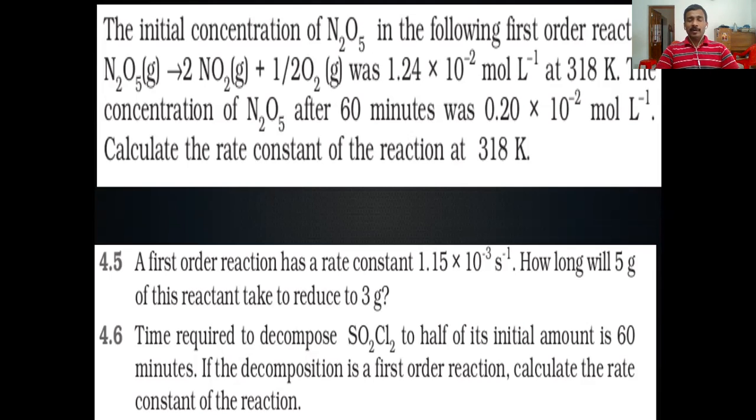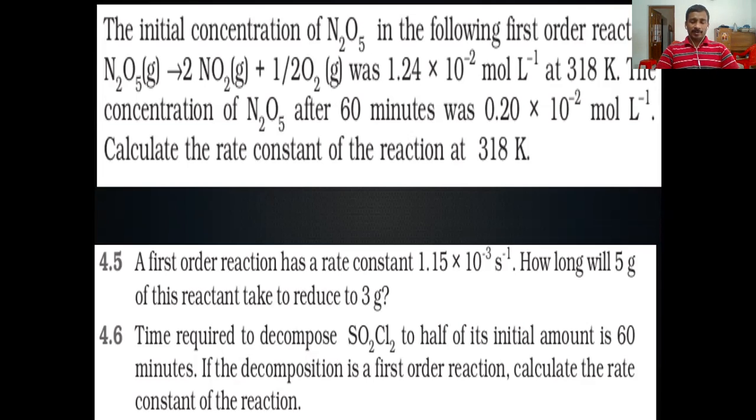So here what you have to find out? t. t is equal to, what is the equation? t is equal to 2.303 divided by k log concentration of R0 divided by concentration of R. Substitute the values. 2.303 divided by 1.15 into 10 raised to minus 3 into log 5 by 3. You will get time in seconds. Solve it and you will get time in seconds. I think it is clear to you.